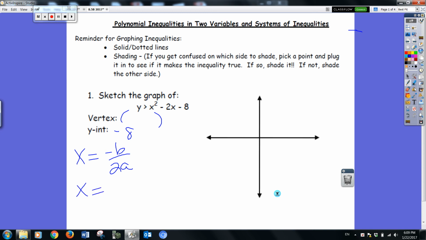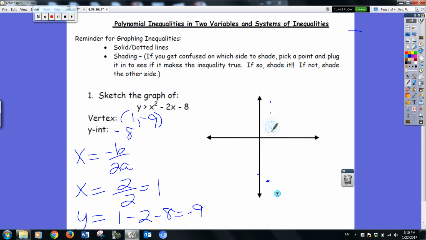So we have a negative negative 2, which is 2, over 2 times 1, which is 2. So that's 1. And then the y value is going to be 1 squared, which is 1, minus 2 times 1, minus 8, which is negative 9. So our vertex is (1, -9). So we plot that point. (0, -8) is our y-intercept.